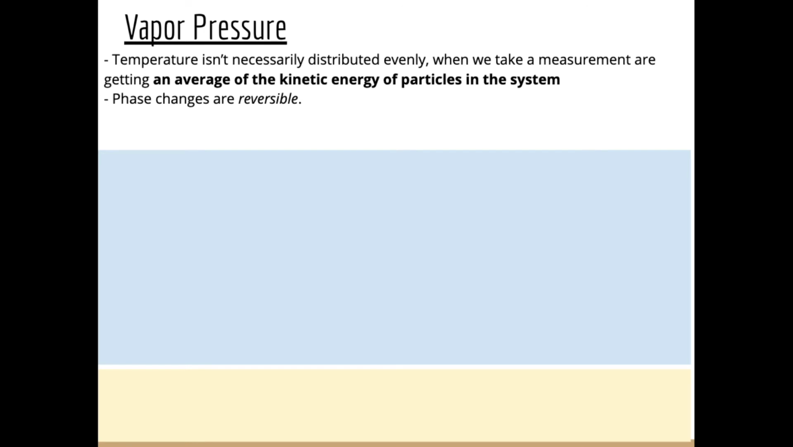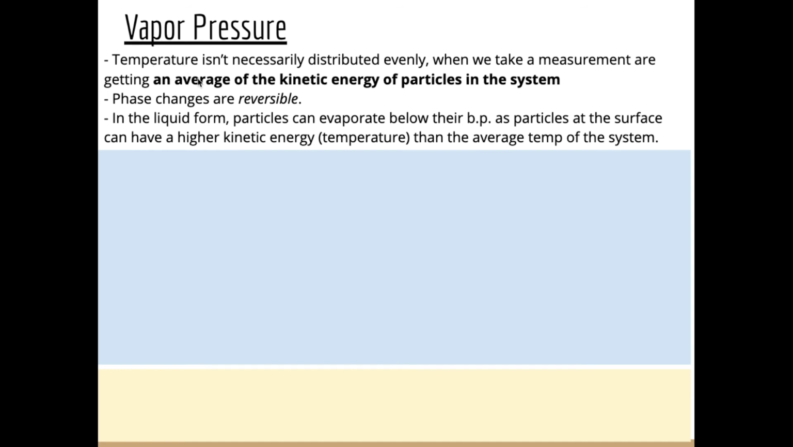We also said phase changes are reversible, so you can melt something and then you can freeze it, you can go the opposite way, you can vaporize something and then you can condense it. But relating to this point here, in the liquid form, particles can evaporate below their boiling point, as particles at the surface can have a higher kinetic energy, i.e. temperature, than the average temperature of the system.